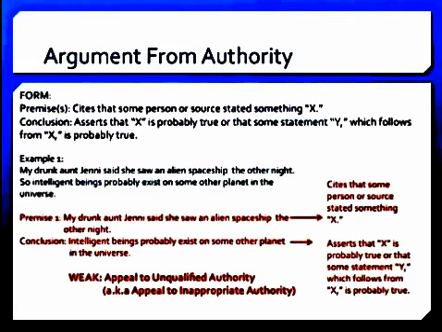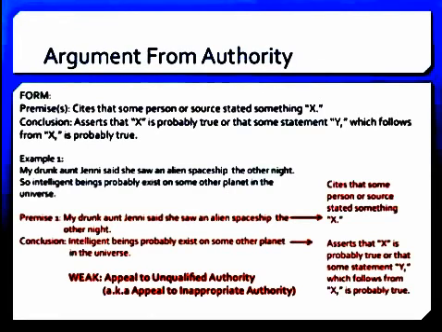This is a weak argument from authority, and the reason for that is because even if the premises were true, those premises would not provide enough support to think that the conclusion is probably true. The fact that my drunk Aunt Jenny said she saw an alien spaceship the other night does not give very much support to the probability of it being true that intelligent beings probably exist on some other planet in the universe. The reason for this is because my drunk Aunt Jenny is probably not a very reliable source. Now, notice how this argument is a weak argument from authority.